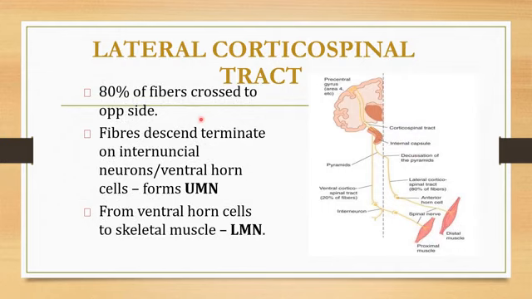The lateral corticospinal tract constitutes 80% of fibers, and they terminate on interneurons or ventral horn cells, which form the upper motor neurons. From the ventral horn cells to the skeletal muscles, these are called the lower motor neurons. So from the cortex to the spinal cord, these are the upper motor neurons, and from the anterior horn cell to the skeletal muscle, these are the lower motor neurons.